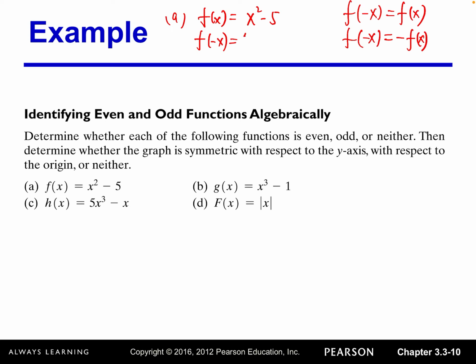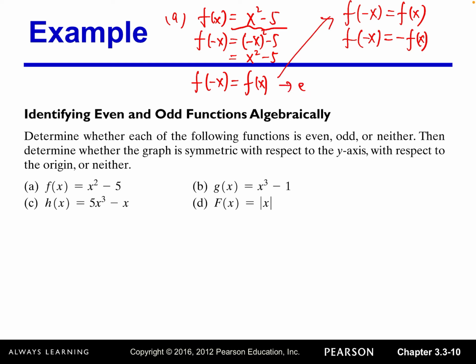Replace x by negative x, so that's negative x squared minus 5, right? So negative x raised to the even exponent, the negative sign goes away, right? Eliminate it, so that equals x squared minus 5. And then you compare with the original function, so we have f of negative x equals f of x, right? That's exactly matching the even function's definition.